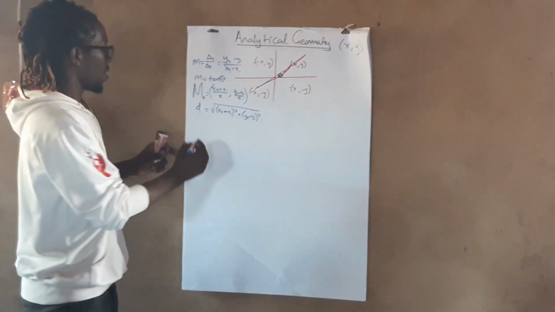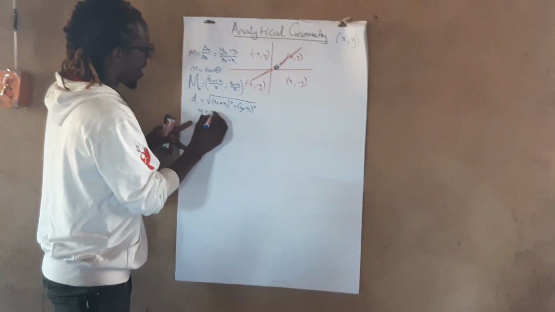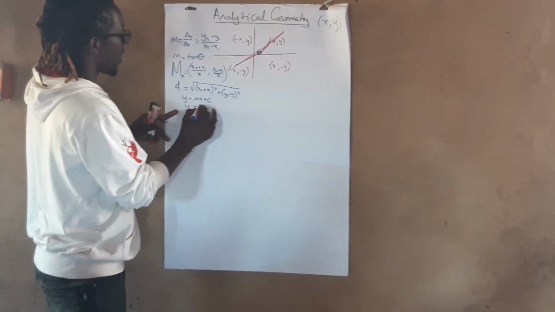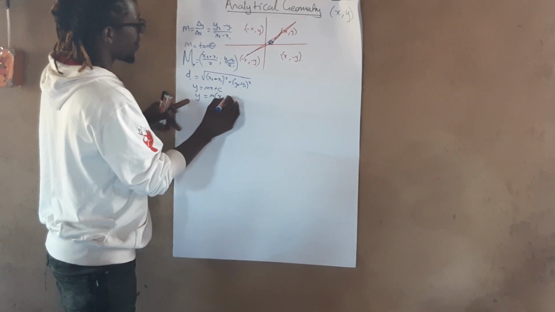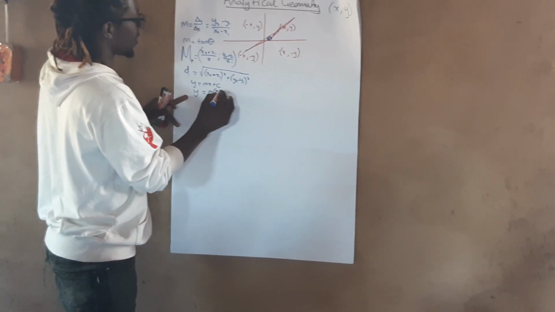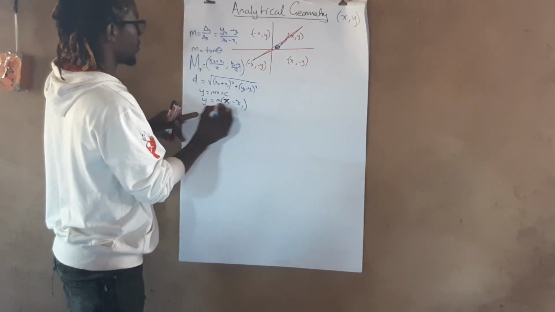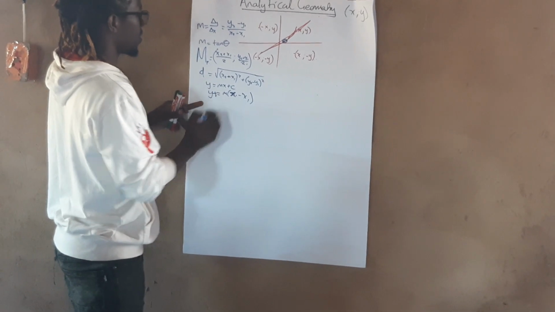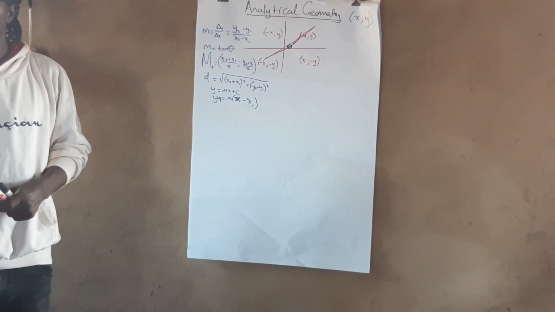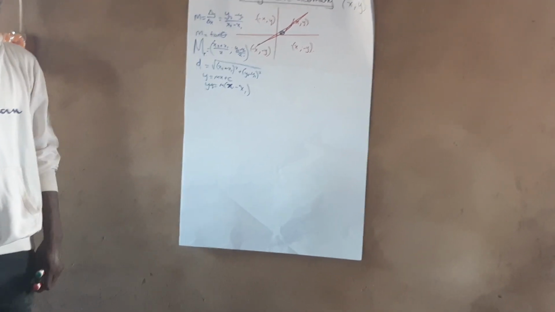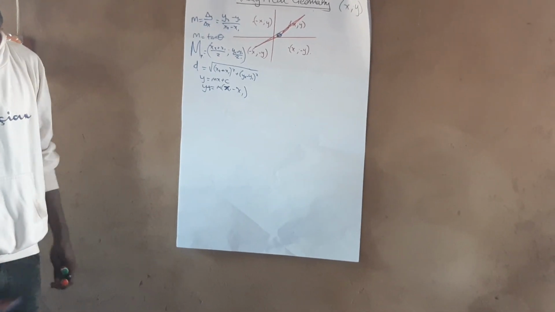What else do you use to find? The equation of a straight line, which is y equals mx plus c, or we can represent it by y minus y1 is equal to m times (x minus x1), right? This is the equation of a straight line. What else do you use to find?